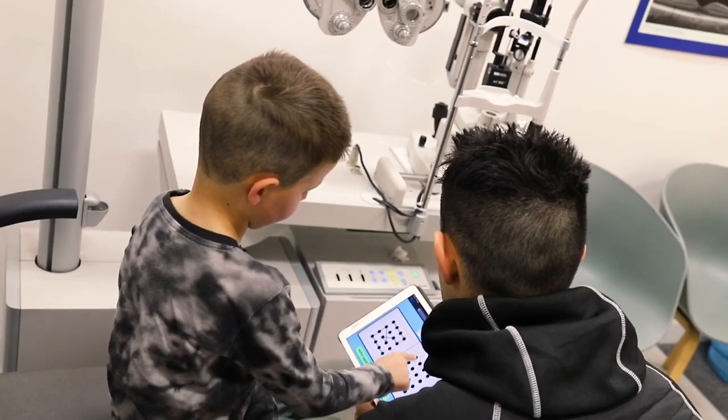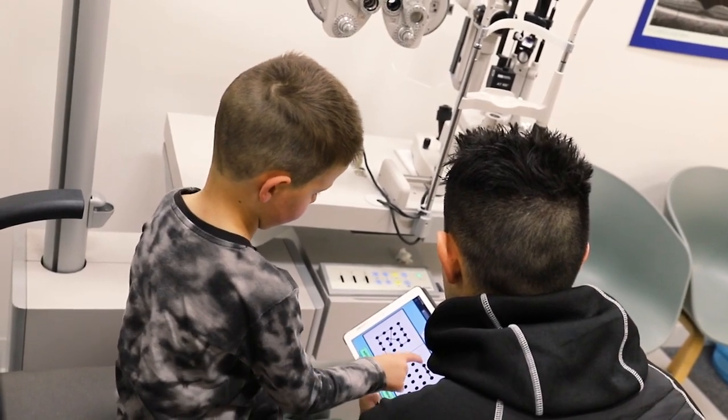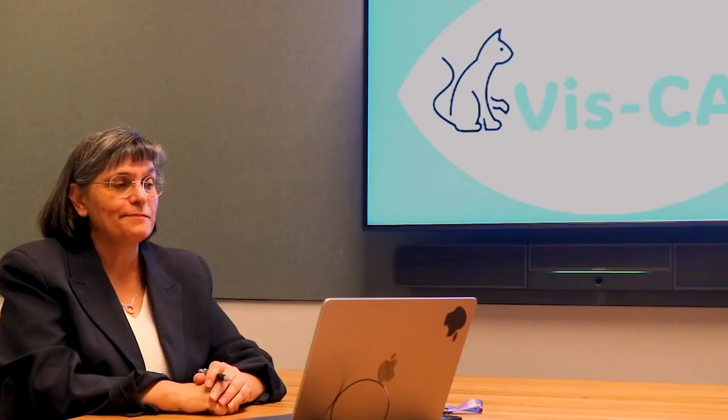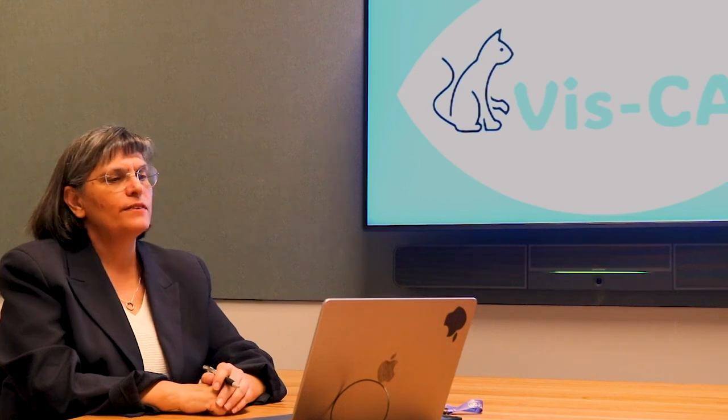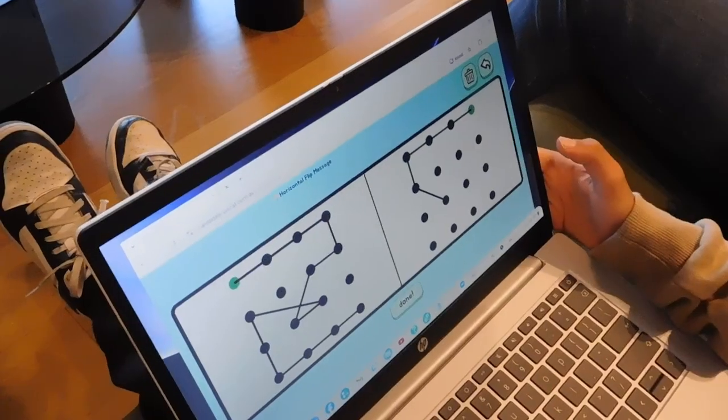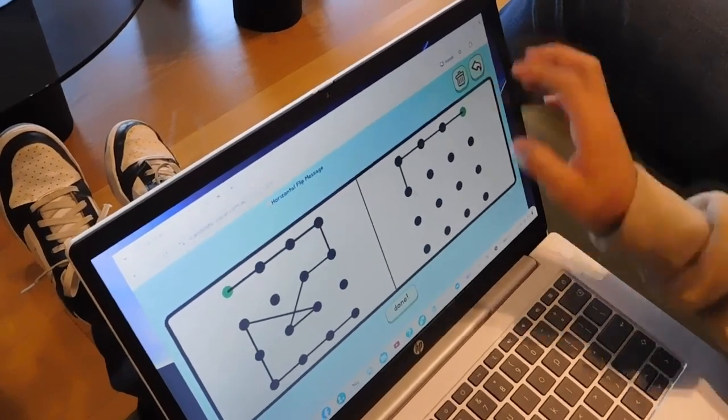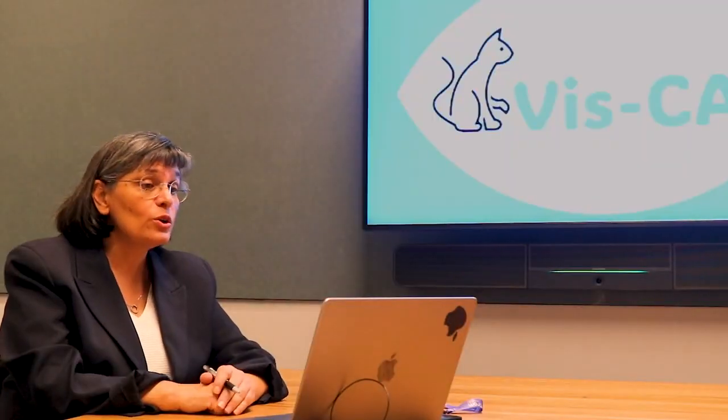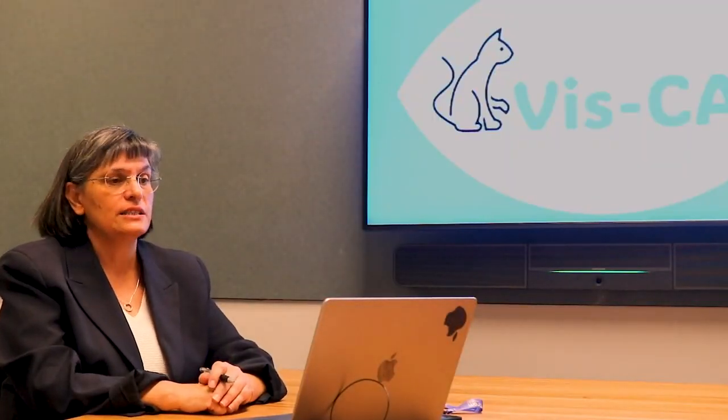I'm Christine Niaku, CEO and founder of Area V1, the company behind Vis-CAT, a digital tool designed to identify children's visual learning challenges early. Around 1 in 5 children with learning difficulties actually have visual processing issues, and they're often missed, overlooked, or identified too late.